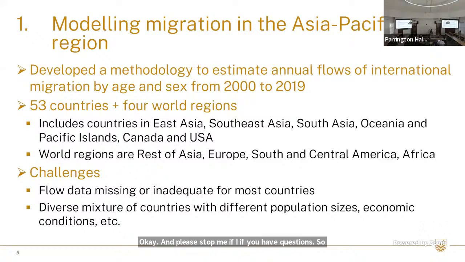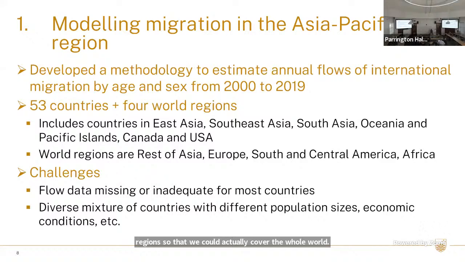So modeling migration in the Asia Pacific region, this was a project where we estimate annual flows from 2000 to 2019, right before COVID, just by chance. Actually, it was designed more on the data, not by that. So yes, it misses out on the whole COVID effect. We defined Asia Pacific as 53 countries located in East Asia, Southeast Asia, South Asia, Oceania, and Pacific Islands, Canada, and the United States. And to make the system complete, we added these 4 world regions so that we could cover the whole world. So we have rest of Asia, Europe, South and Central America, and Africa.